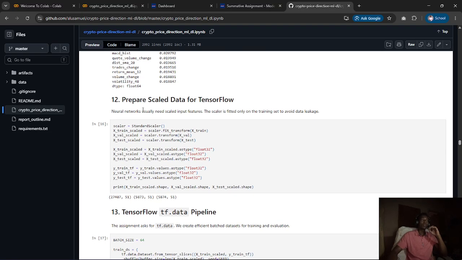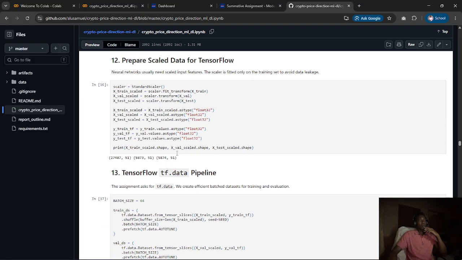And here we go to prepare and scale data for TensorFlow. Of course, here we need to build a neural network. Usually you need to scale input features. The scaler is fitted only on the training set to avoid data leakage. So this is the thing that we did right here.